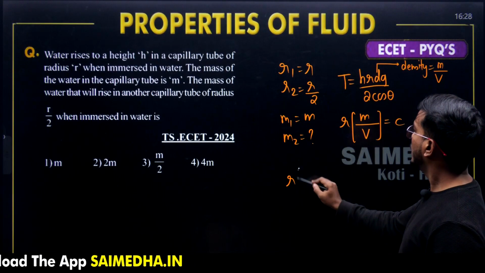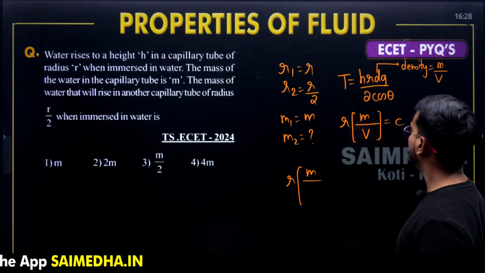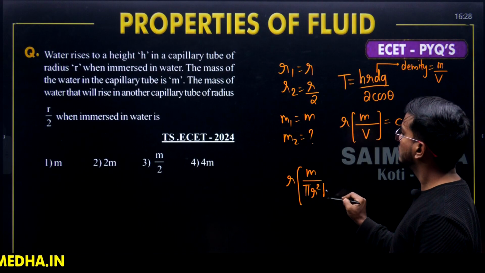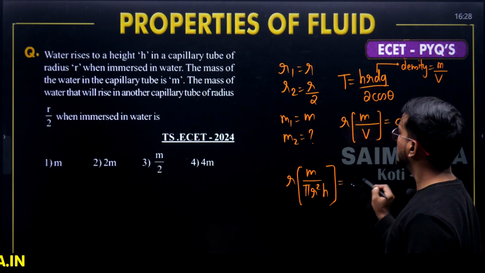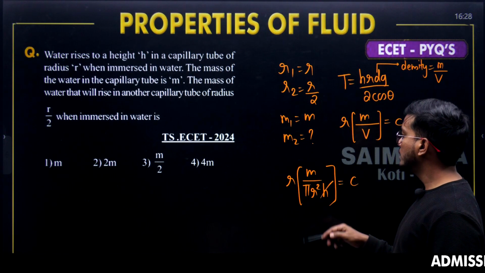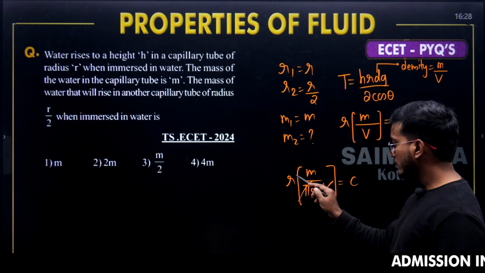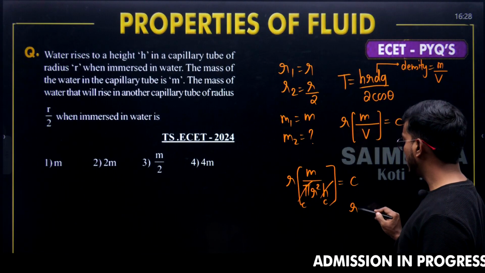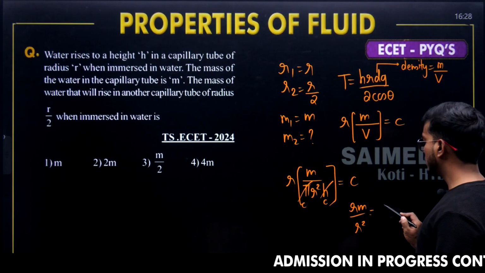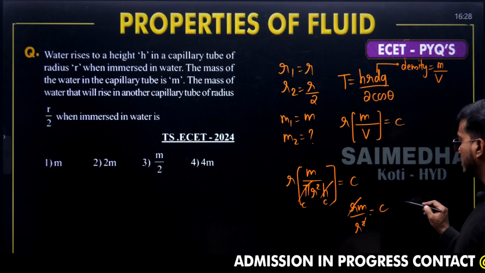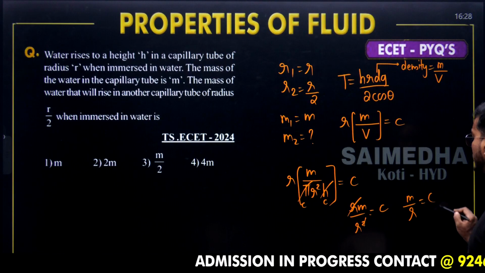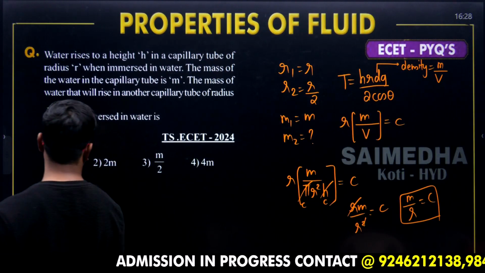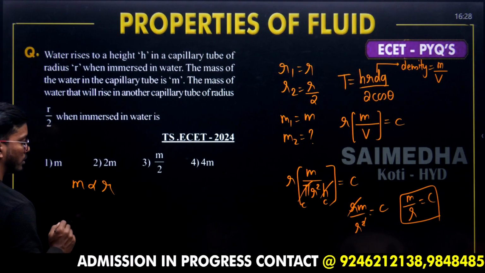So r into m divided by volume. Volume formula is pi r square h. Pi r square h is equal to constant. I don't want the h, I don't want the pi, because these two are constant, so r by r square. So what is it going to become now? R m by r square is equal to constant. R gets cancelled. That means m by r is a constant. If m by r is constant, that means m is directly proportional to r.